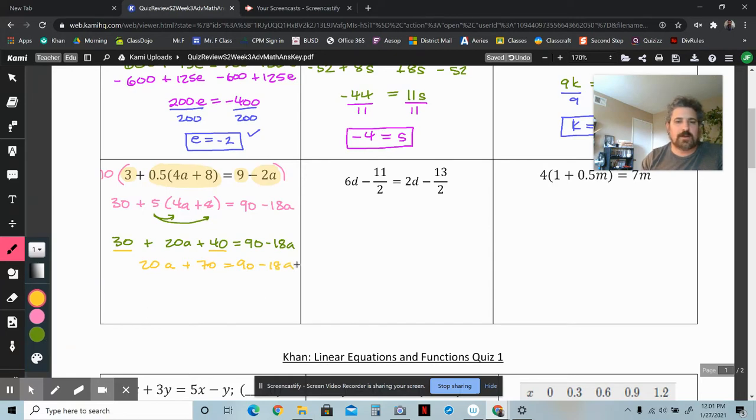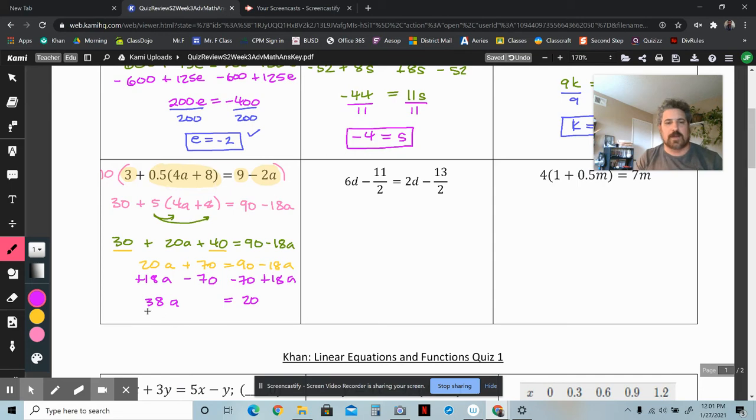And then you want to get all your a's to one side and all your numbers to the other. So how do you undo minus 18a? You add 18a to both sides. If you're going to add 18a to both sides, you're going to want to get the numbers the other direction. So you're going to want minus 70 to both sides. You're going to get 20 plus 18, or 38 a's, is equal to 90 take away 70, which is 20.